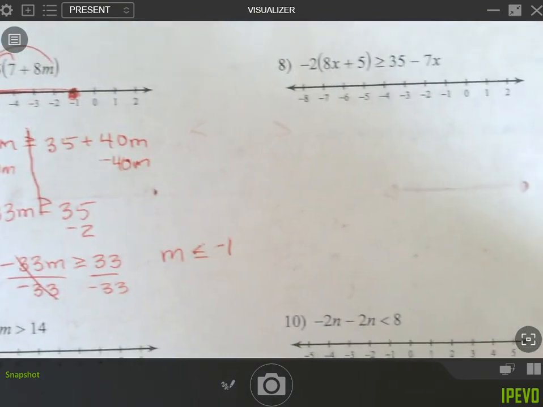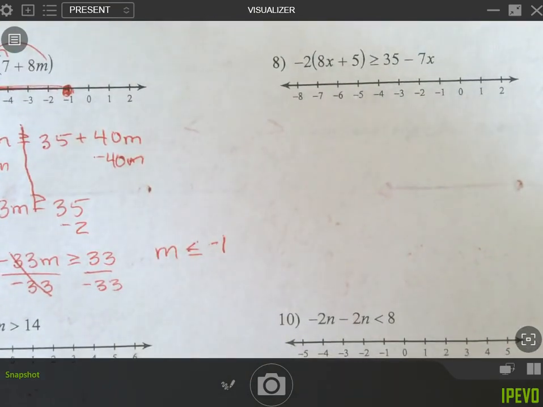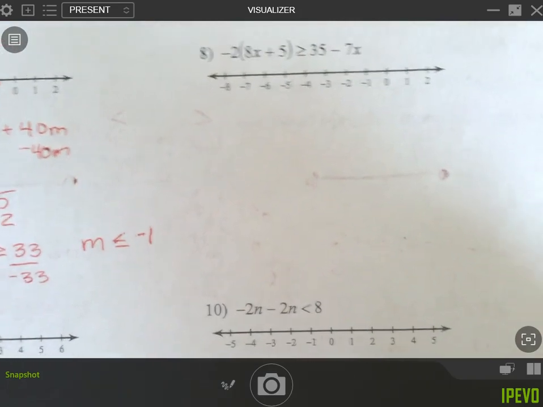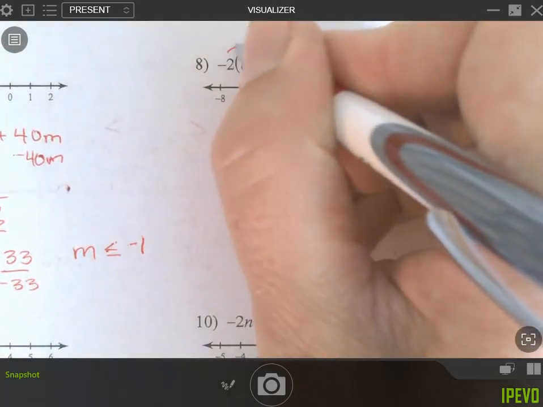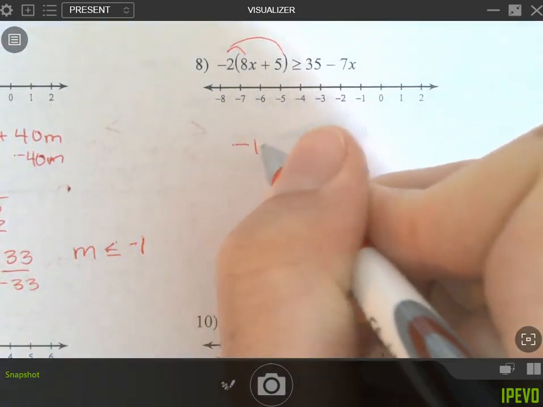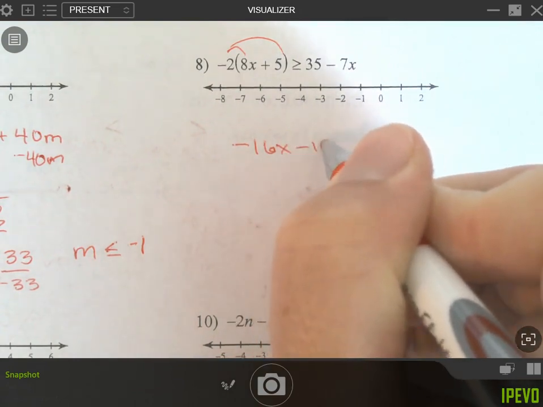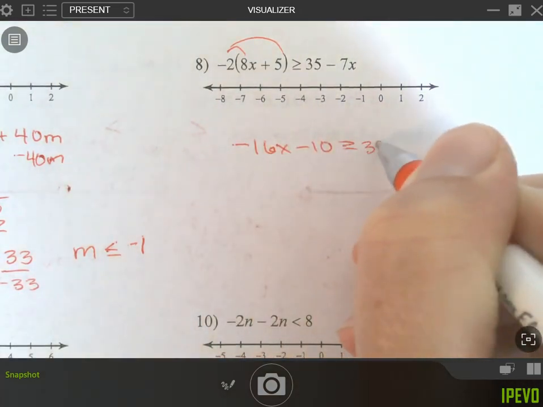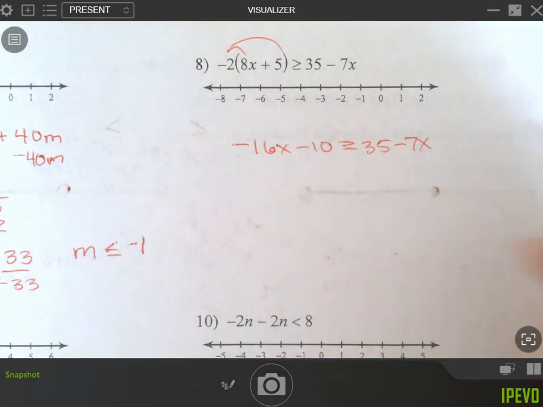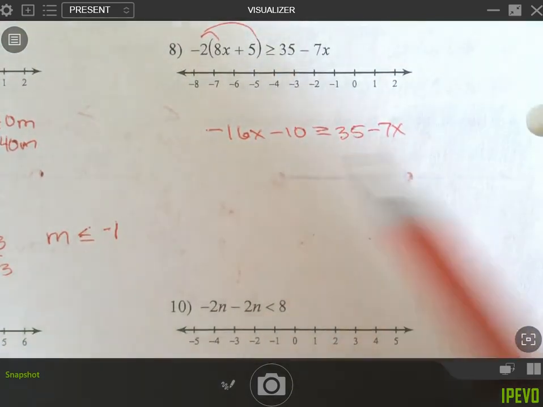Okay, in number 8, your final answer should be x is less than or equal to negative 5. So let's distribute. That's going to be negative 16x minus 10 greater than or equal to 35 minus 7x. Okay, does anybody have a preference what you want me to do first here?